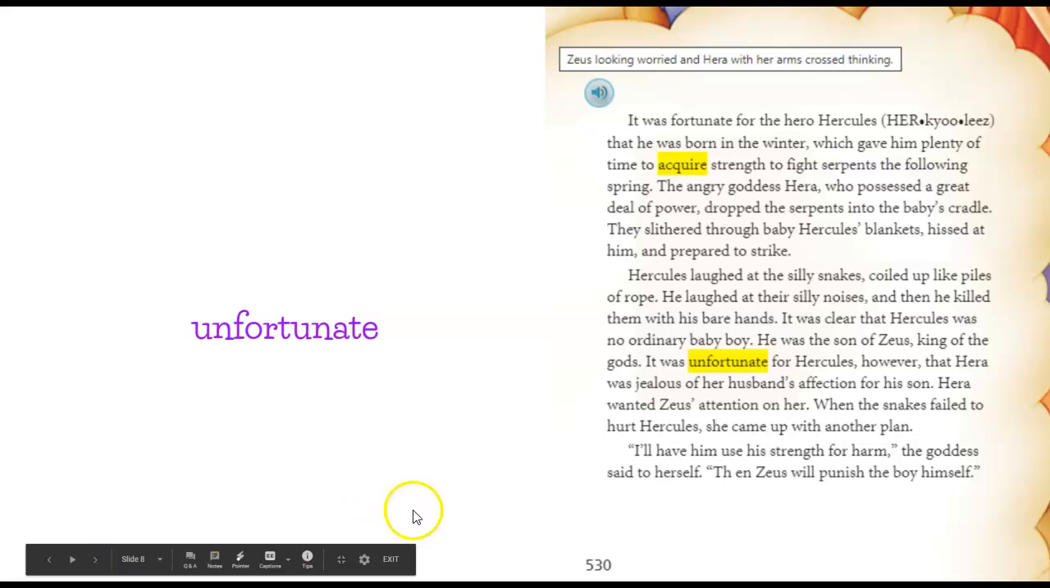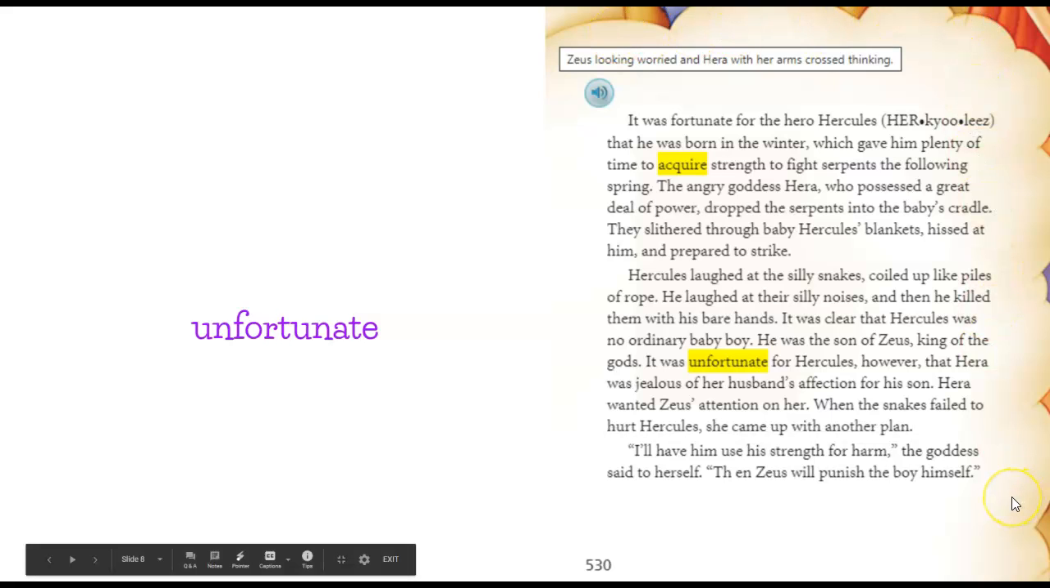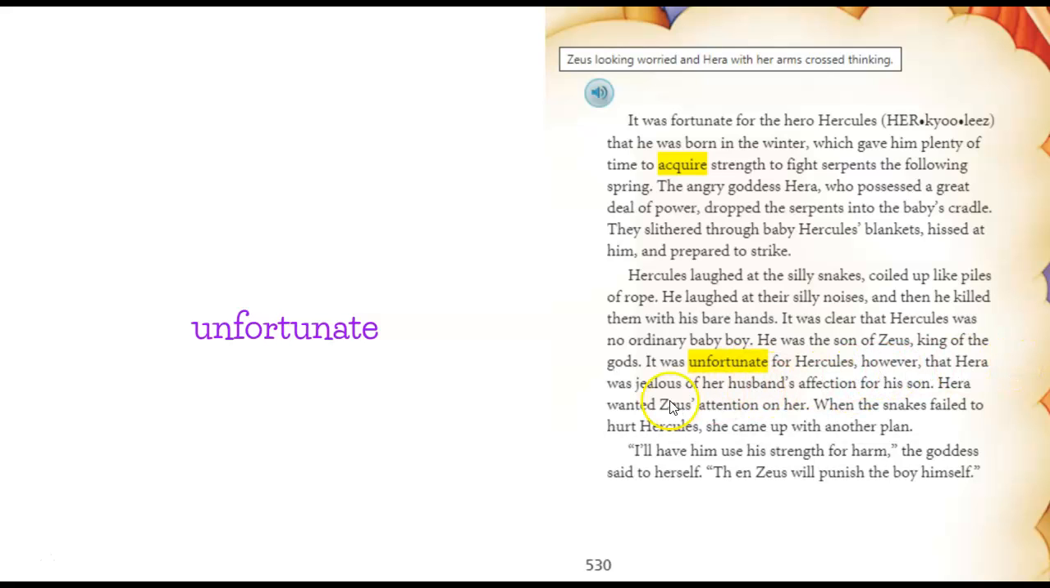Okay, so here we go. So if I have the word unfortunate, here's the word unfortunate. I'm going to highlight or circle pictures, but I notice there's not much picture, so I don't really have any pictures. I might highlight other words that help me understand the word unfortunate. So that's what you're going to do on each slide: highlight other words that mean the same as unfortunate. He was the son of Zeus, king of the gods. It was unfortunate for Hercules. However, that Hera was jealous of her husband's affection. I think maybe however might have something to do with it. So that might be a word I highlight.